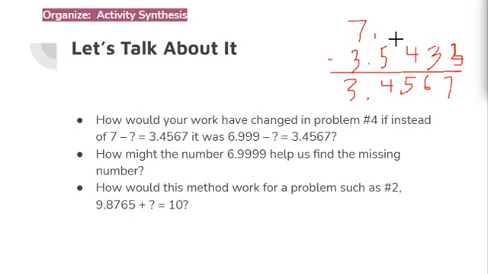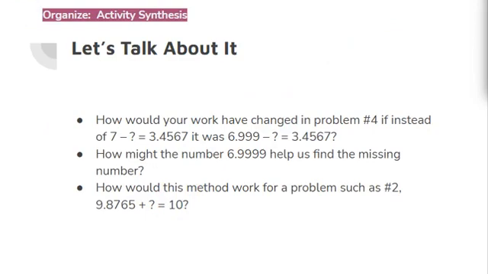Okay. Could think about the same thing with the second one on the previous part, and think about how just using a slightly different digit, instead of using 7 in this situation, using a 6 and 9,999 10,000ths could help you find the missing number.